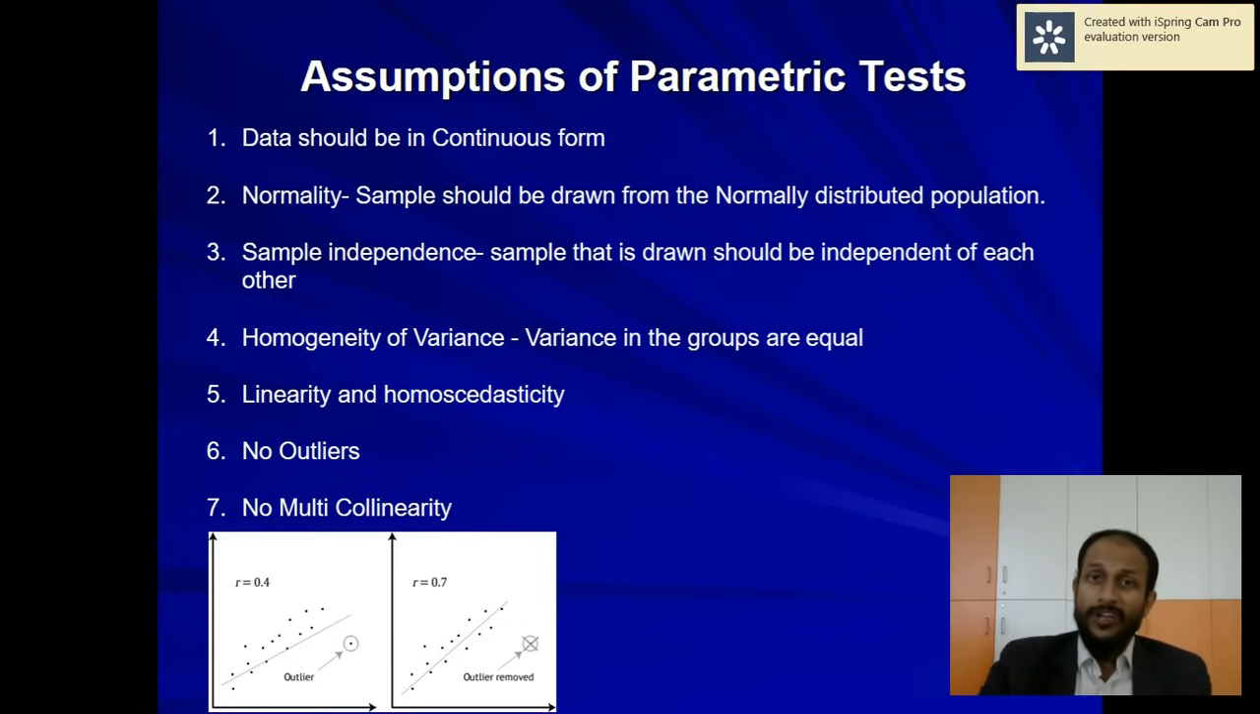Especially, we give importance to this concept of multicollinearity when we are using techniques like regression. So before we categorize whether I'm going to use a parametric test or a non-parametric test, I need to check all these 7 assumptions, which are related to normality, homogeneity of variance, linearity, outliers and multicollinearity. And then I'll decide whether I'm going to use a parametric test or a non-parametric test.